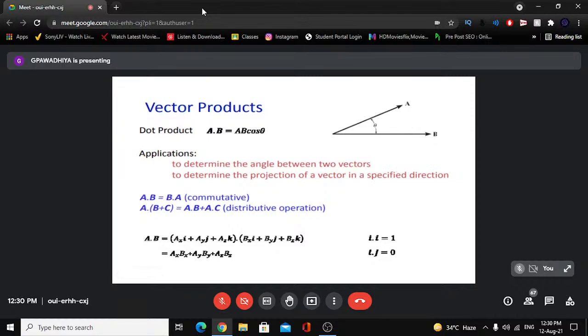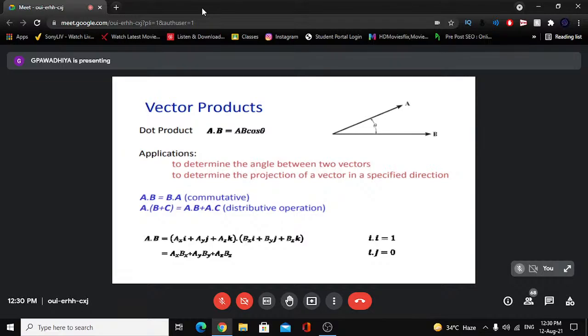So we can write either A dot B or B dot A. And it is distributive also, that A dot (B plus C) is equal to A dot B plus A dot C. This property is the distributive property.